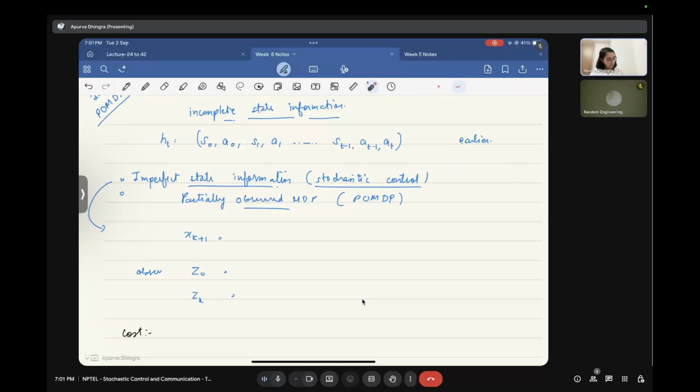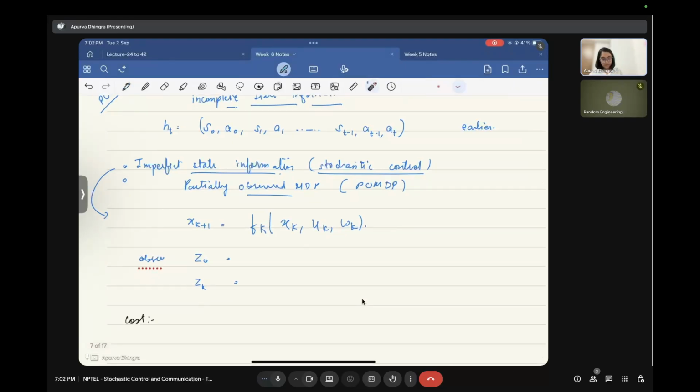So before we talk about more examples of this, let's write down the formal things related to it. Just like in the previous scenario, we have some dynamics, so x k plus 1 is some function of xk, uk, wk. This is the true dynamics. But remember, the xk is never observed. What is observed are the observations.